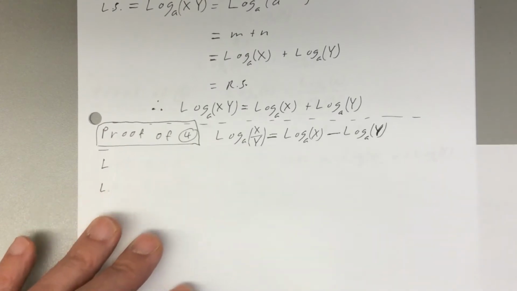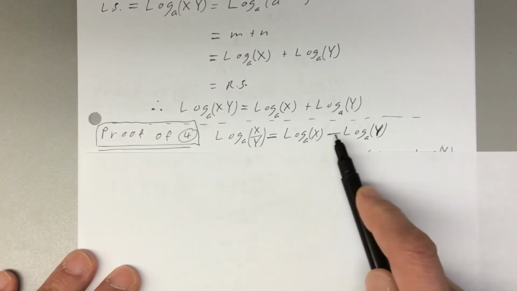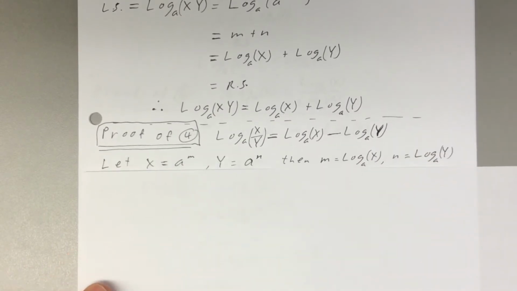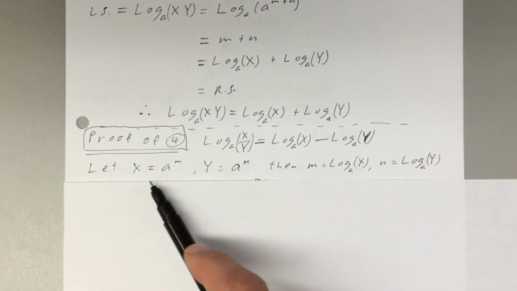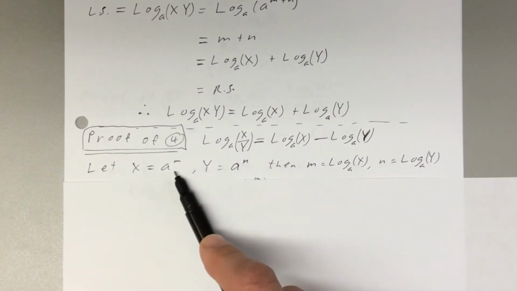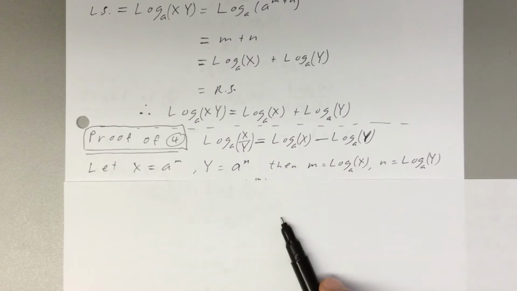Now, proof of the next one, proof of 4, which is this law, the division law to subtraction. We're going to do a similar thing. We're going to do the same let statements. Let x equals a to the m, y equals a to the n. Then m equals log base a of x, n equals log base a of y, same thing.